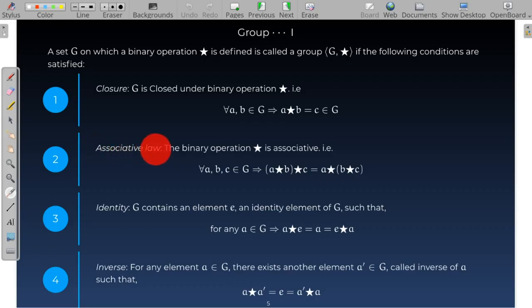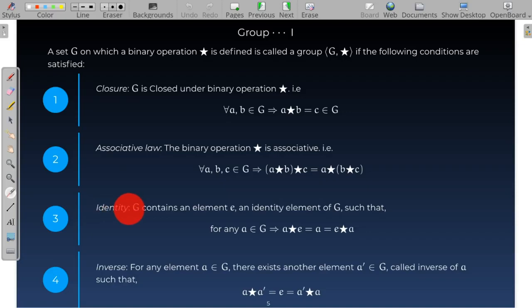Then there is associative law. The binary operation star is associative. What it means is that for all a, b, c element of G, (a star b) star c is actually equal to a star (b star c). So there is no problem when you change the order of your operation.